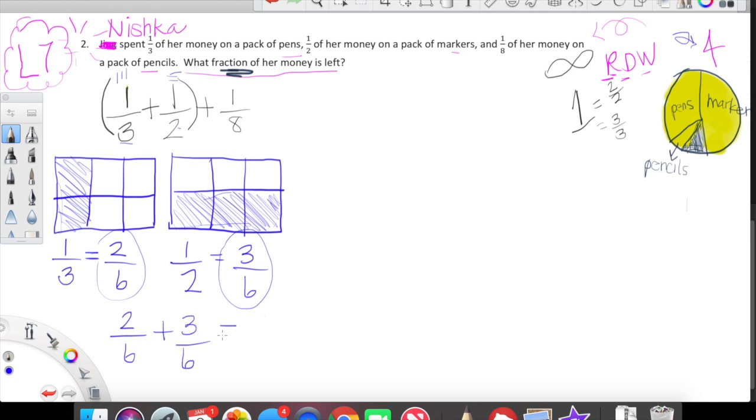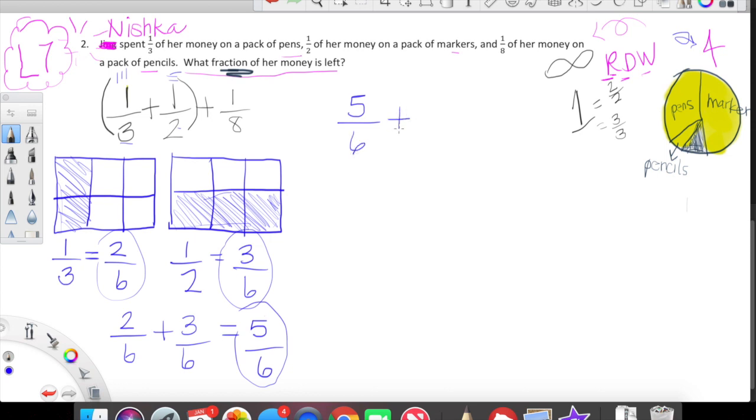2/6 plus 3/6 we can do together is 5. 2/6 plus 3/6 is equal to 5/6. So Nishka, our girl, spent 5/6 of her money on pens and markers. Now we have that. That's very crucial information. Brilliant.